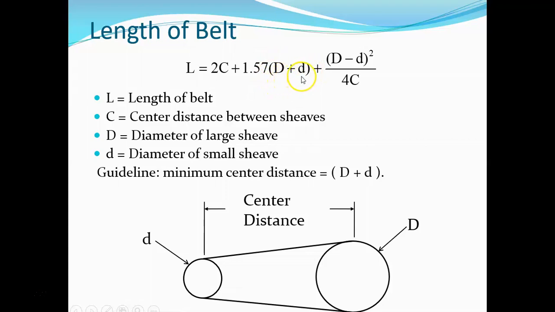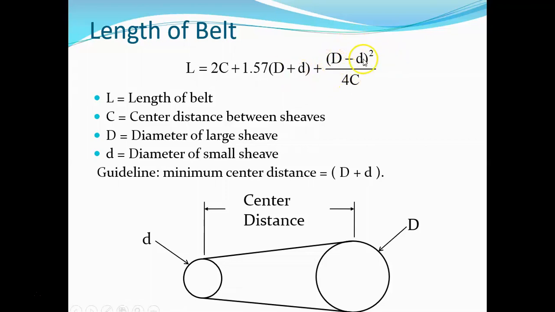So you're going to add your smaller and your larger sheaves. We have an 8-inch sheave and a 4-inch sheave, which is going to be 12 inches. Then you're going to multiply that, since it's in brackets, times 1.57. And that's going to give you 18.84 is what I got.